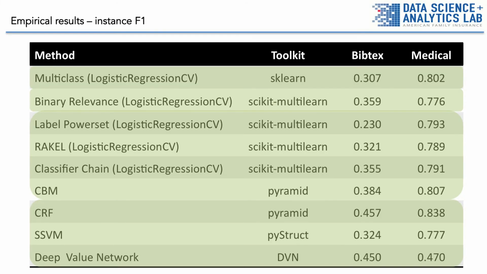And then deep value networks. This is a really interesting case because relative to the baseline of binary relevance, deep value networks do great on BibTeX, kind of competitive with CRF, but really, really awful on medical. I'm not sure exactly how to allocate the blame here, but I will say BibTeX is a data set that was reported in the associated paper for deep value networks, and so I was able to replicate the results that were reported there, but I was unable to get anything working very well at all for medical.